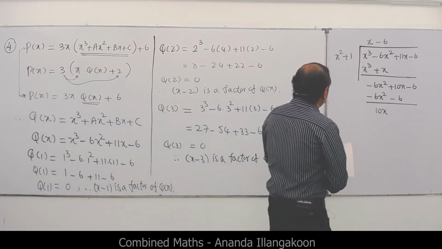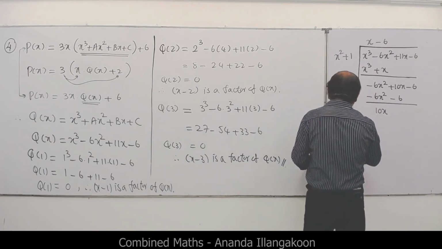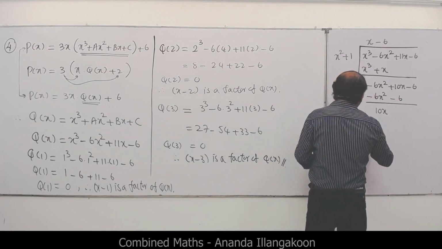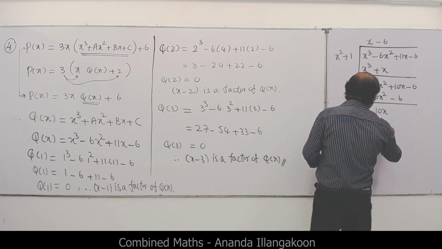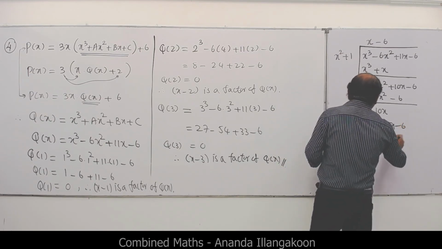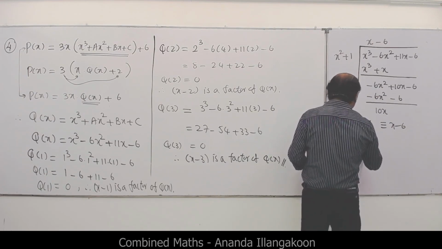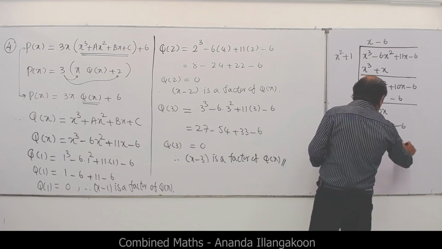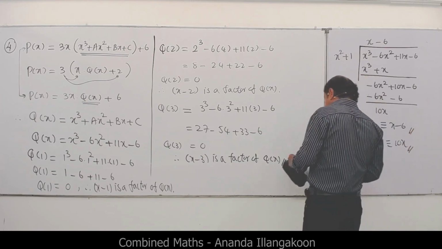So then you can write quotient x minus 6, and remainder is 10x. Okay.